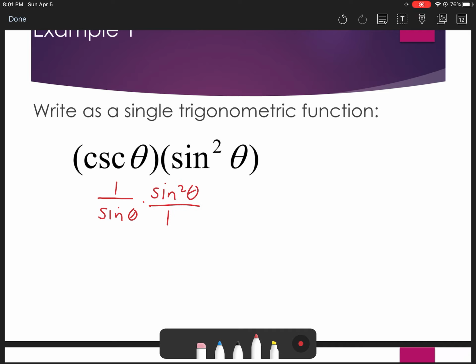Okay, and now notice we have 1 sine on the bottom, 2 on top. All we have to do is simplify 1. We're left with sine theta. Multiply your numerators, and we have sine theta over 1, which is just simply sine of theta.